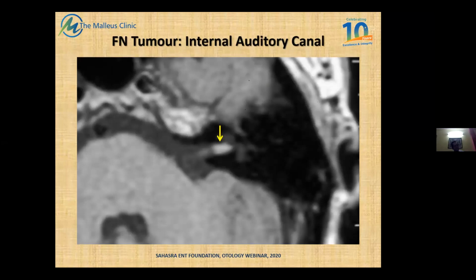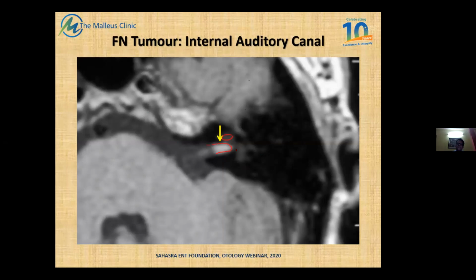Again, this is an MRI picture just to give you an idea that the third location of a hemangioma concerning the facial nerve is in the internal auditory canal. It's in the internal auditory canal. And the funny part is that, I have a publication with Professor Sana, and there are other publications of facial nerve hemangiomas. This tumor here, this is the internal auditory canal.